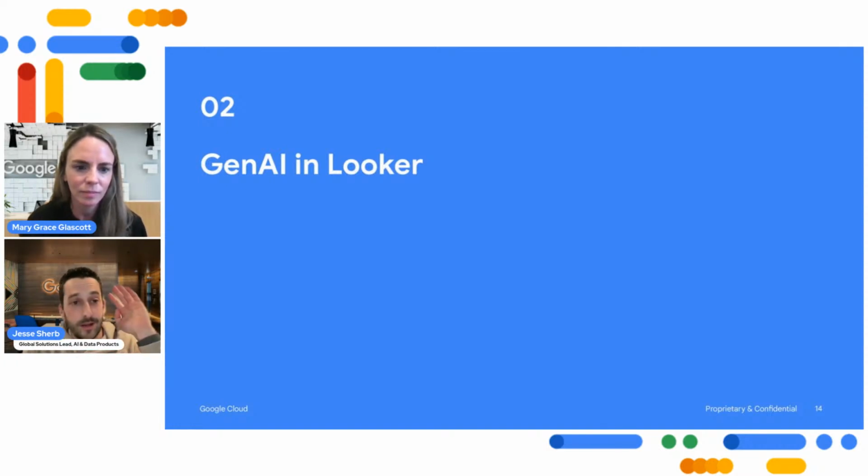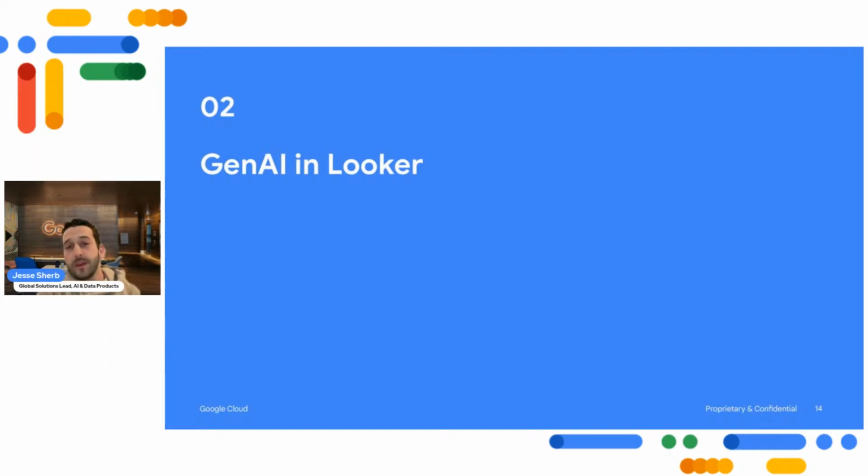So my name is Jesse Sherb. I am an AI and data product specialist at Google Cloud, and I am super excited to walk you through some of the Gen AI capabilities that we've brought to Looker.